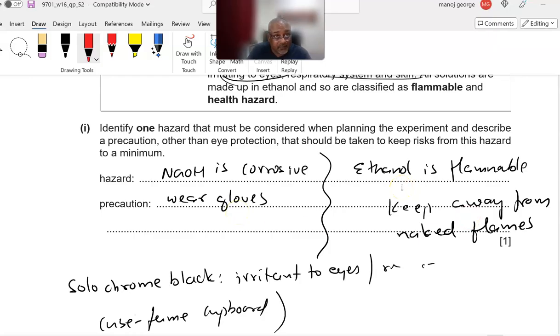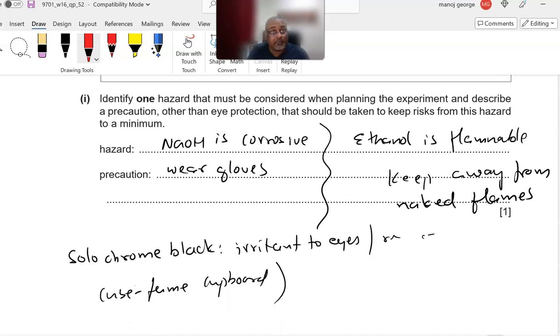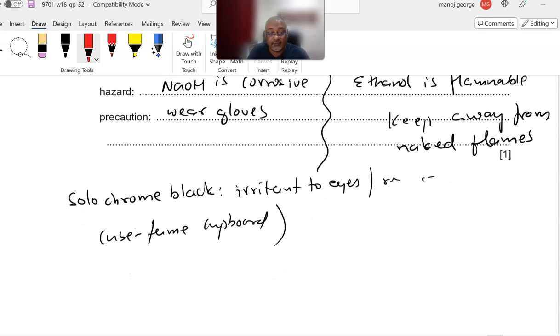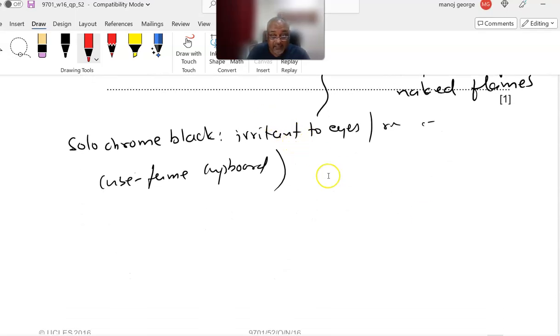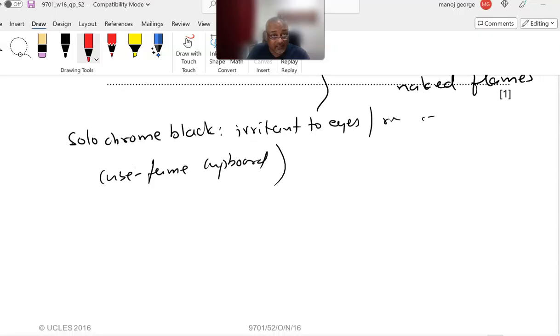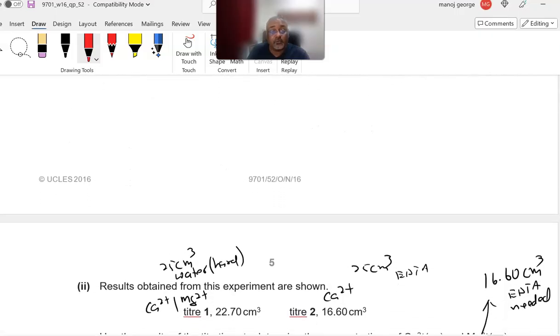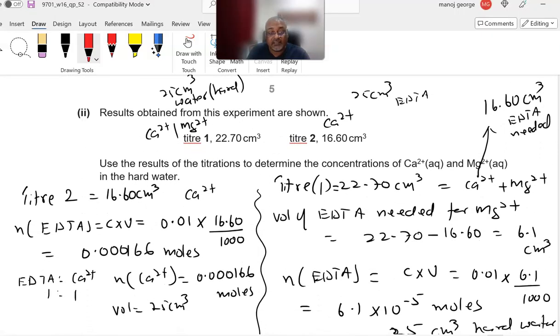Alcohol is flammable, so you don't want to put that alcohol near any flames which could be burning in the chem lab, particularly Bunsen burners. You don't want to do that. And something which is irritant to the eye, the best way to tackle that is to do that experiment in a fume cupboard. Now, have a look at this calculation.